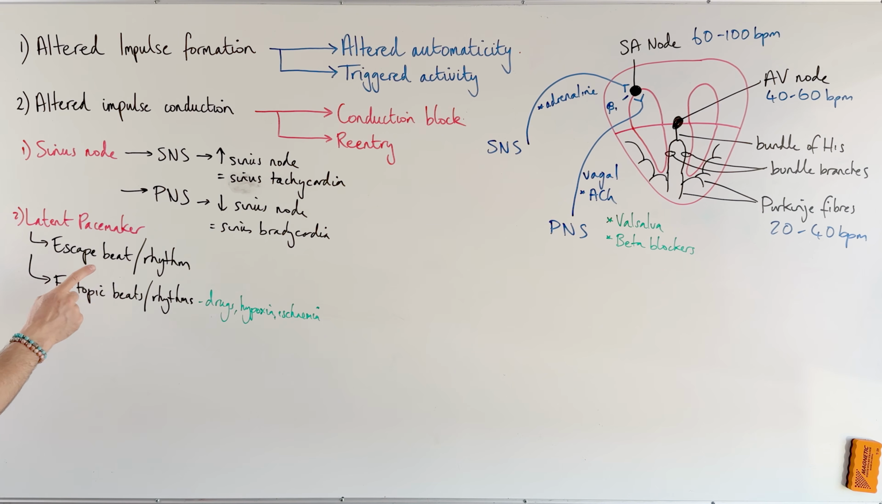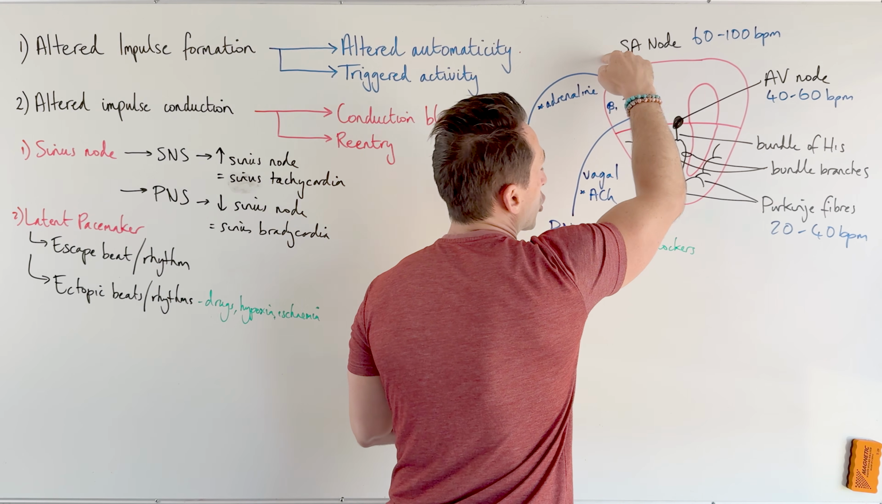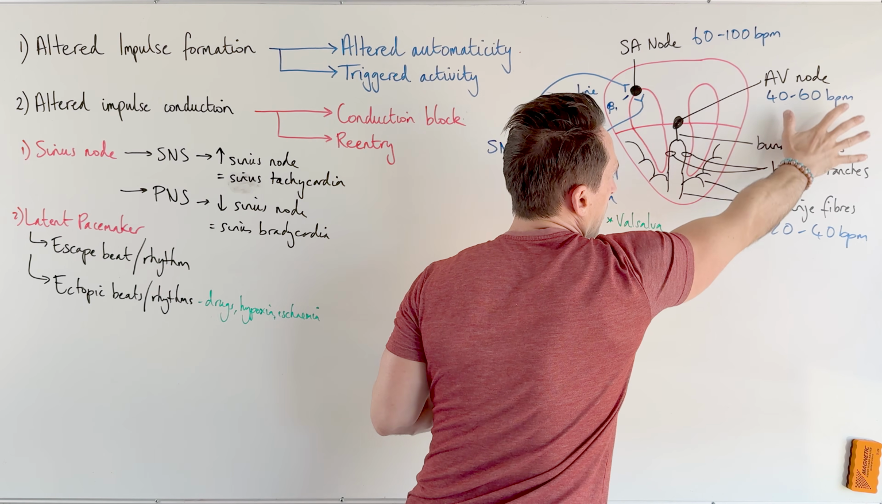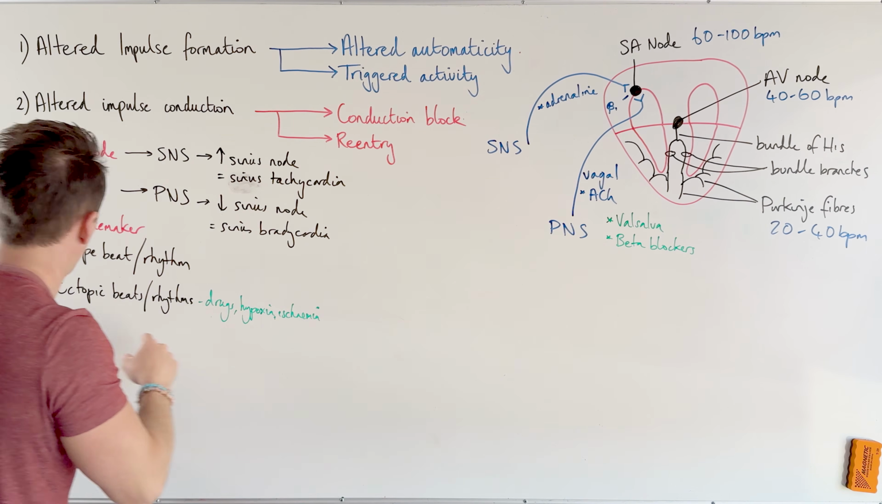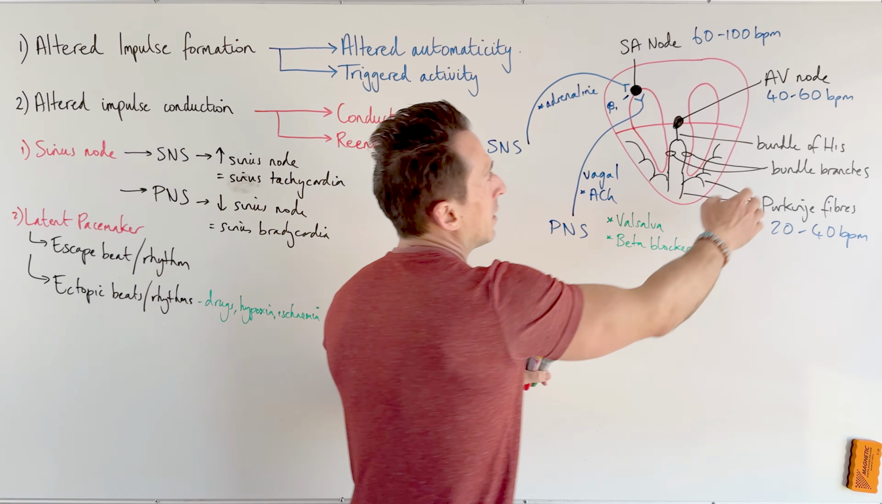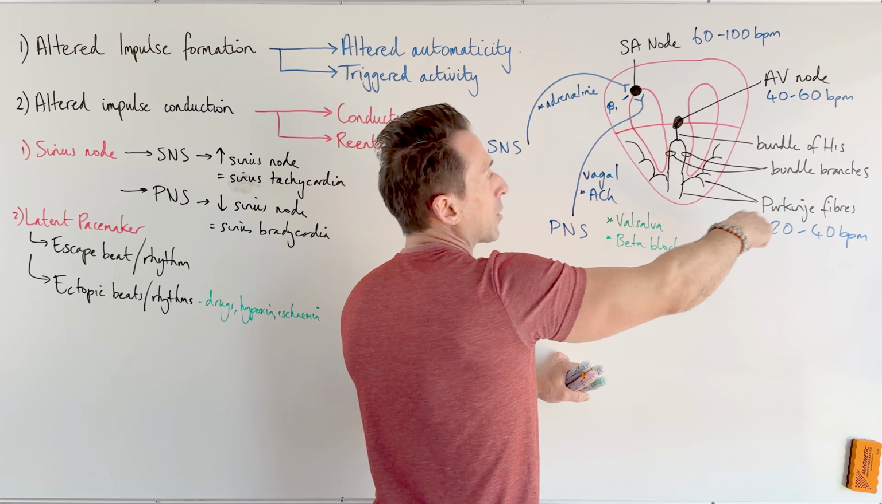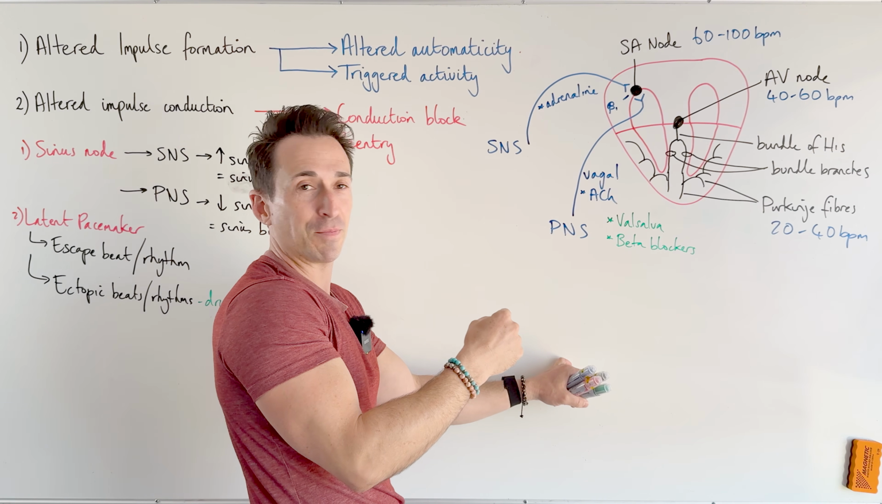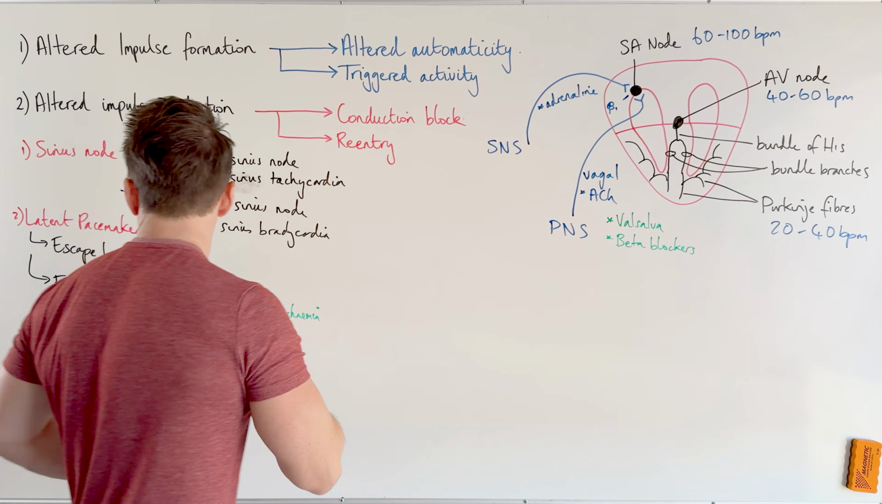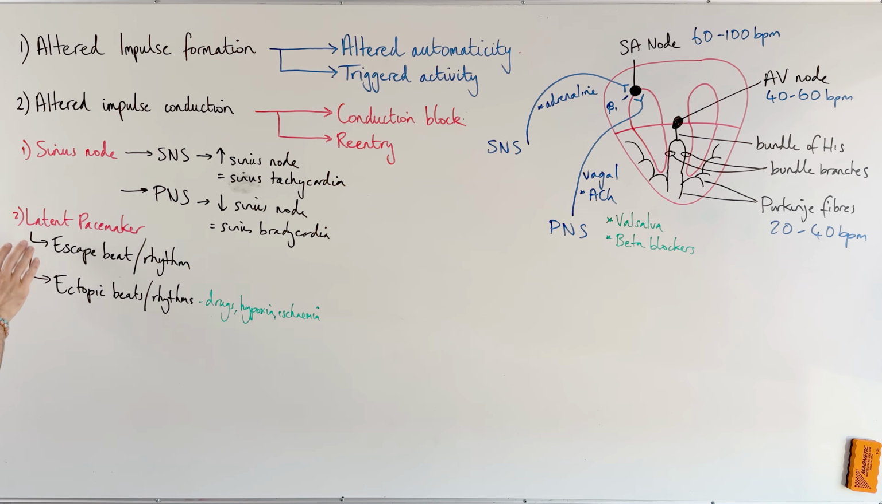All right, so the difference between escape beats and rhythms and ectopics is that escape beats and rhythms are when the SA node's too slow and the rest of the latent pacemaker cells need to compensate. But ectopics are when the latent pacemaker cells end up going too fast and override the SA node, okay? So that's important. All right, so we've done that.